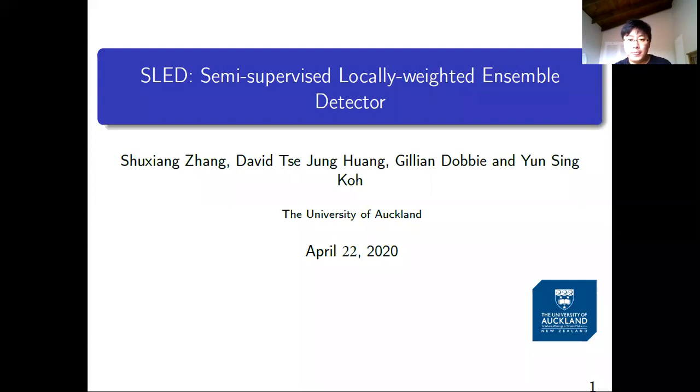University of Auckland. So today I'm going to talk to you about the paper titled SLED, Semi-supervised Locally weighted Ensemble Detector. This is a joint work with my supervisors, Dr. David Huang, Professor Jilin Dobi, and Dr. Yunxin Kong.